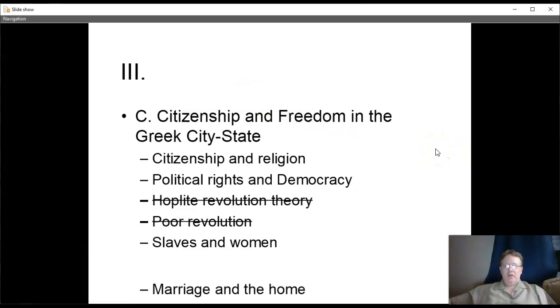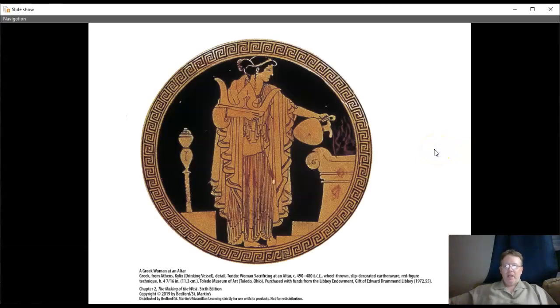Let's see what is next. Marriage in the home. I talked about that. Here we have a woman at an altar. This was on a drinking cup. Beautiful art, really very, very detailed, very pretty. This displays one of the few public roles a woman could have, which could be as a priestess of some sort or religious observance. Most roles for women were in the private sphere, which is a modern terminology. The public sphere was incredibly off limits.